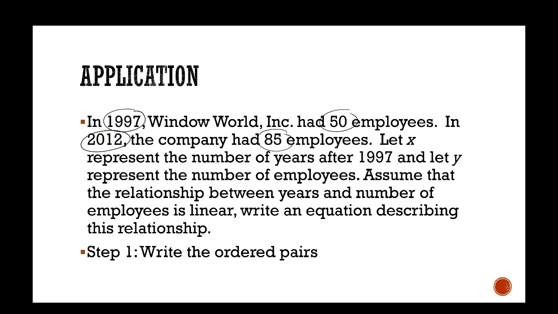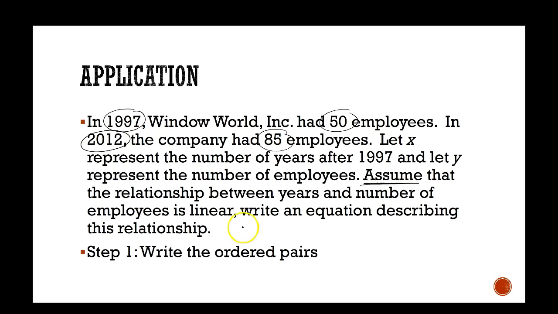Okay, so let's break down some of those last few. So first I want to talk about this sentence here. So assume the relationship between years and employees is linear. Why that's important for us right here, right now, is because we're just dealing with linear equations. If we didn't assume that it was linear, it would change our process. But in this case, we're assuming it's linear so we can use our point slope form eventually to get this equation. Okay, so that's why that's in there.